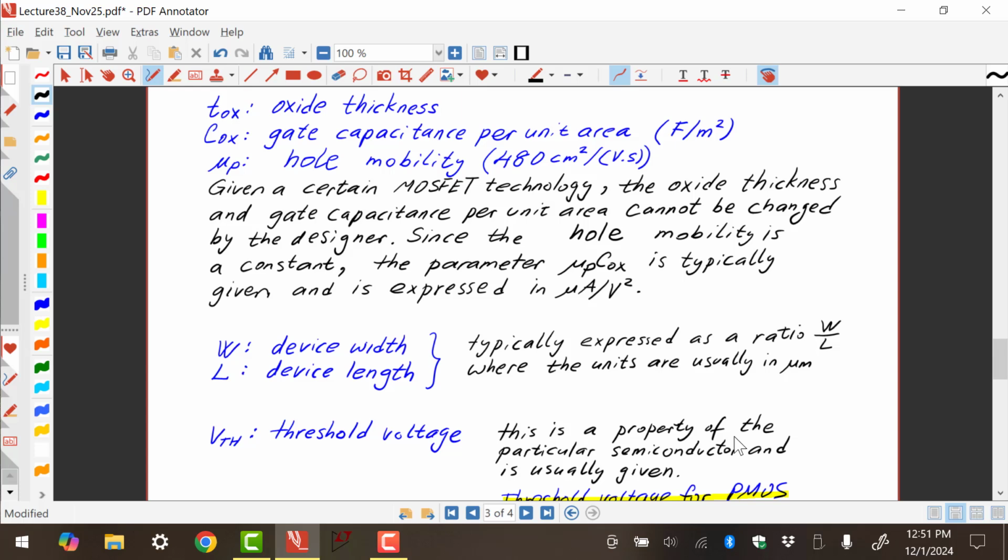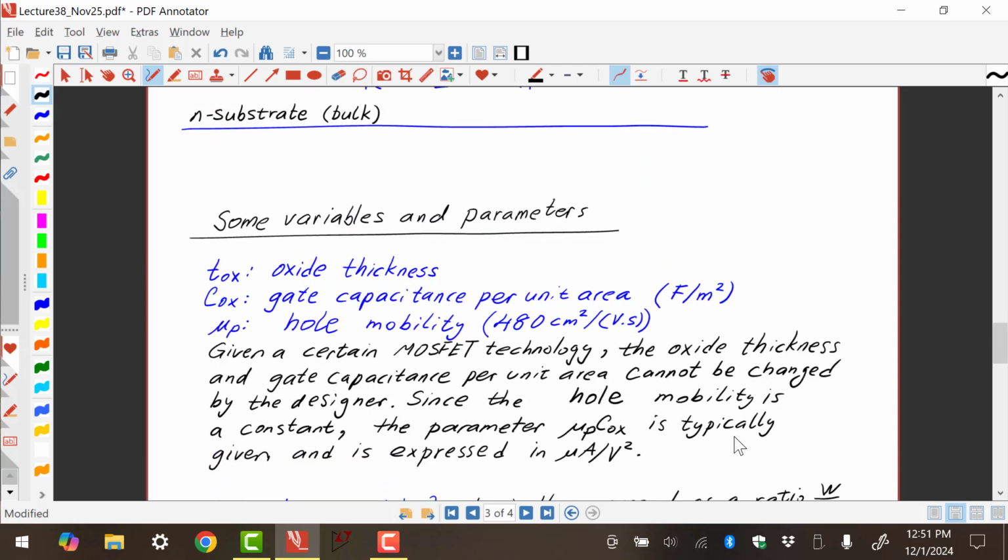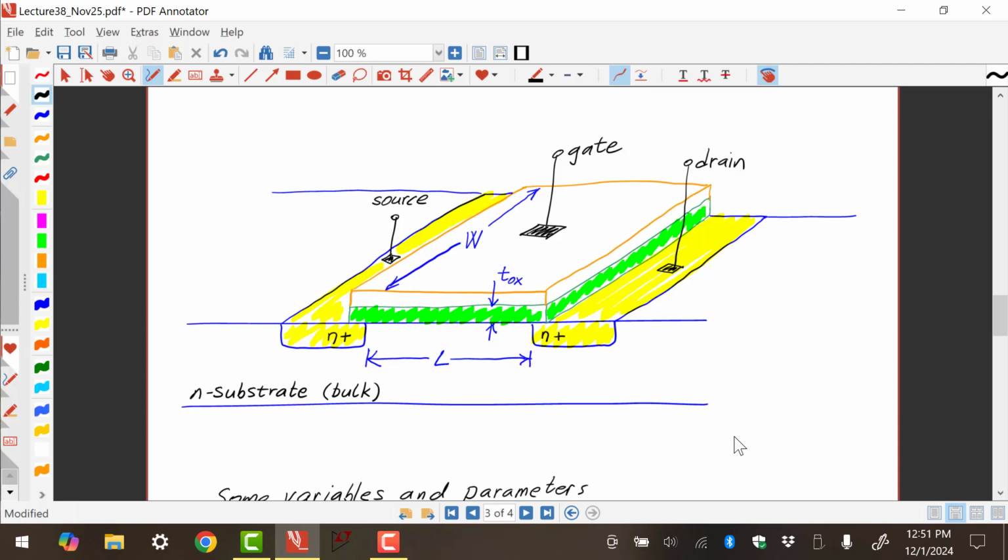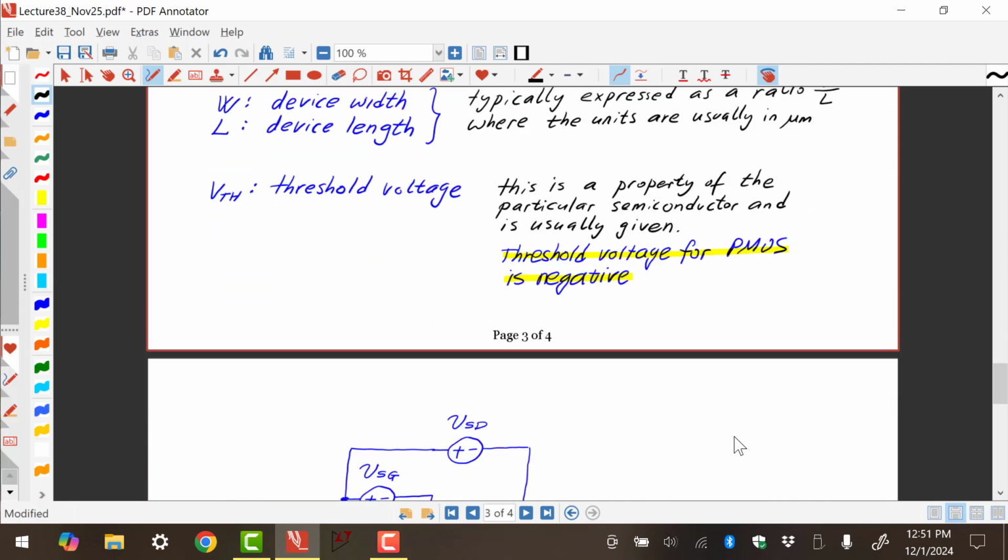So these are just some parameters. Most of them are going to be very similar. The only difference is, like I said, mu p is going to be a different number, but mu p Cox is given, so we don't have to worry about that. And VTH is going to be negative. So that's the major difference here. Other than that, the structure of the device looks pretty much the same. All right, so what else?